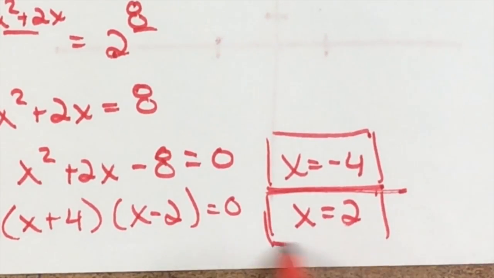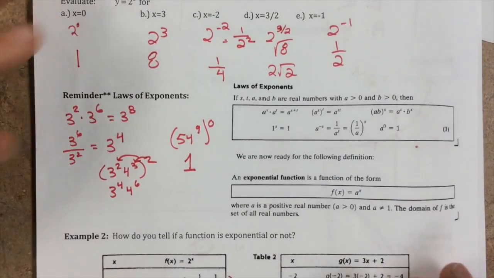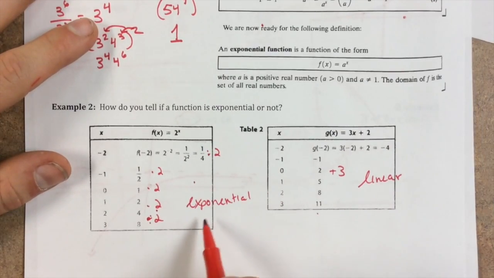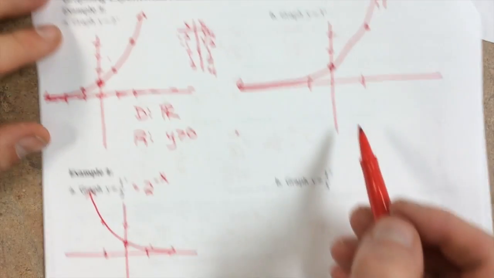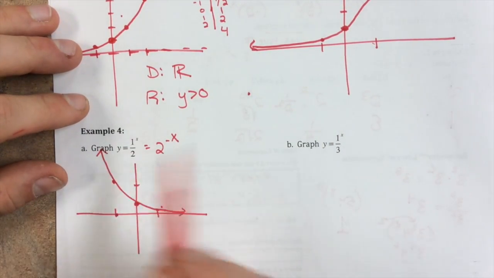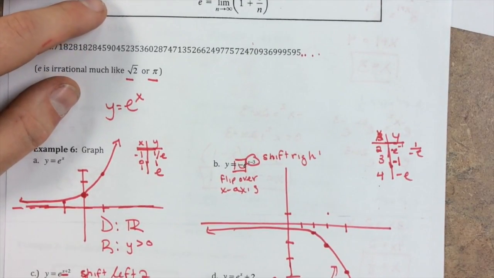This is the last bit talking about exponentials. So let's just look at what we covered in this chapter: how to evaluate, laws of exponents, how you tell if it's an exponential function from a table, how you graph exponential functions, how you graph exponential functions that are 1/2. Then what we did today. Hopefully this helps. Good luck.